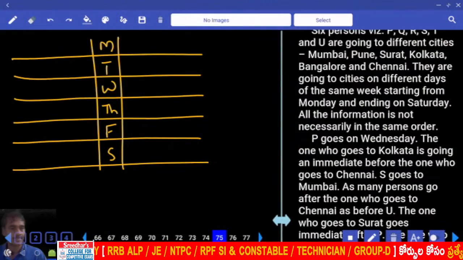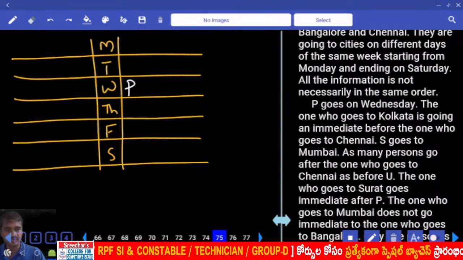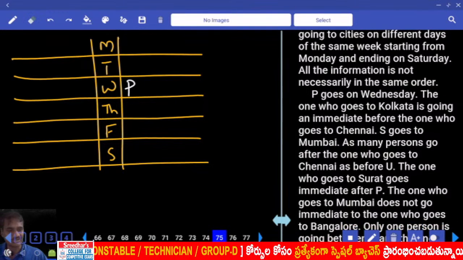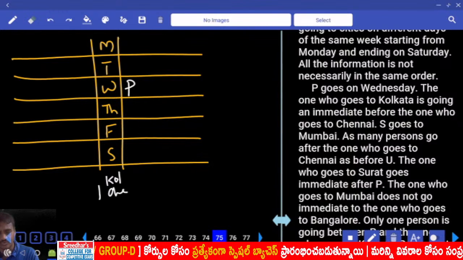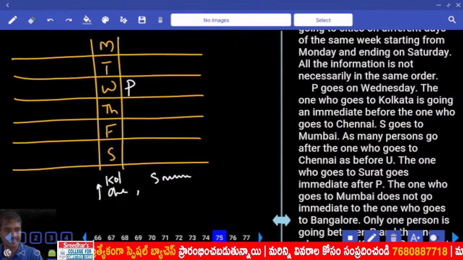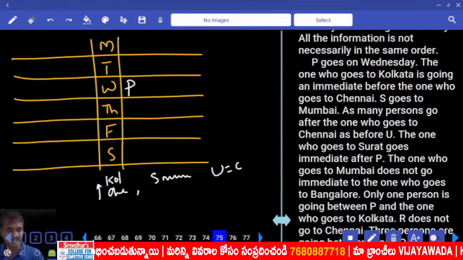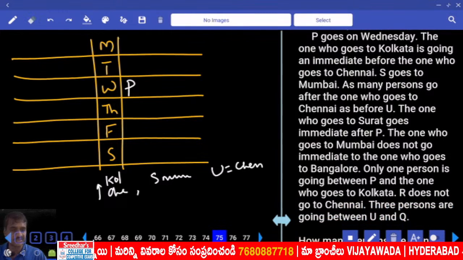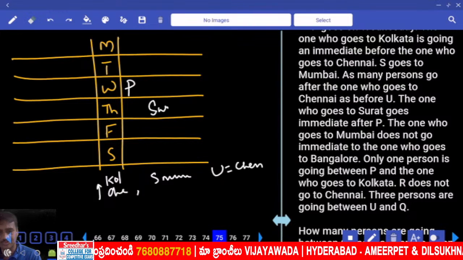Now P goes on Wednesday, P that is fixed. The one who goes to Kolkata goes immediately before the one who goes to Chennai. Now Kolkata is immediately before Chennai. And S goes to Mumbai. S is to which place? Mumbai. As many persons after Chennai as before him. The one who goes to Mumbai and Chennai need to have an equal number of persons. The one who goes to Surat goes immediately after P. Immediately after P, who is that person? Surat.